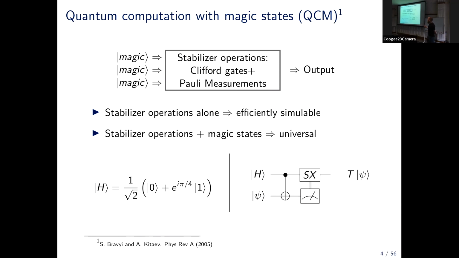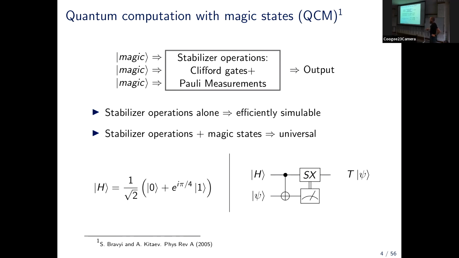This is the computational model where you allow free stabilizer operations, the Clifford-covariant Wigner measurements, which by themselves can be simulated efficiently on a classical computer. But when you allow non-stabilizer input states, these magic input states, you can restore universality. The standard example is this circuit, which has only Clifford gates and Pauli measurements. If you allow this non-stabilizer input state, you can effectively implement a T gate. And since Clifford plus T is universal for quantum computation, this shows that this model is universal.